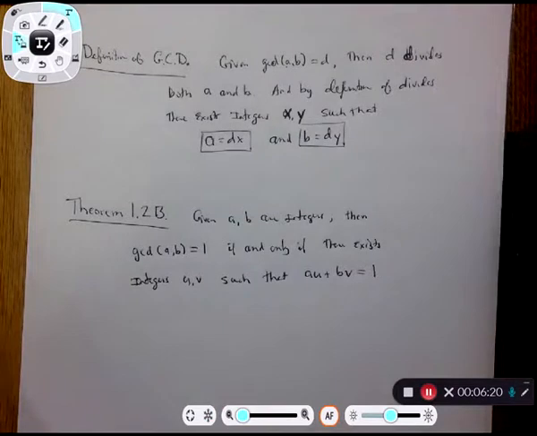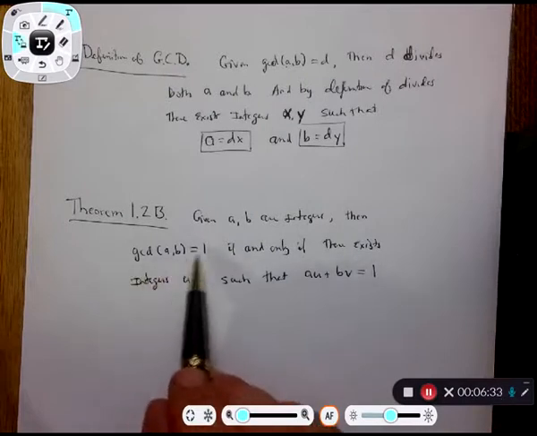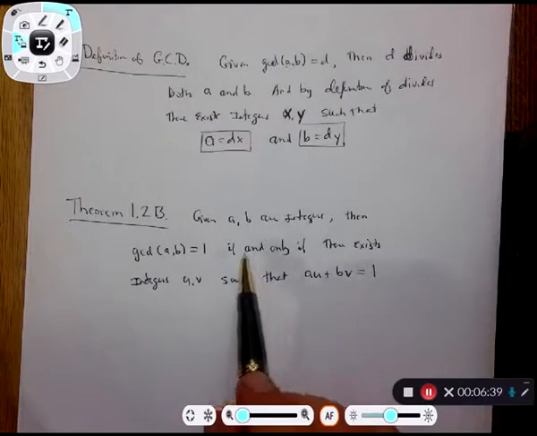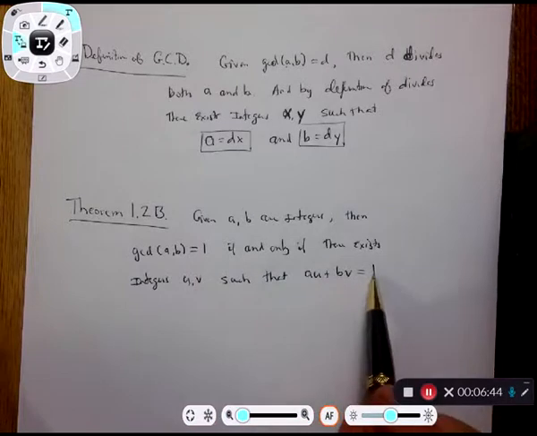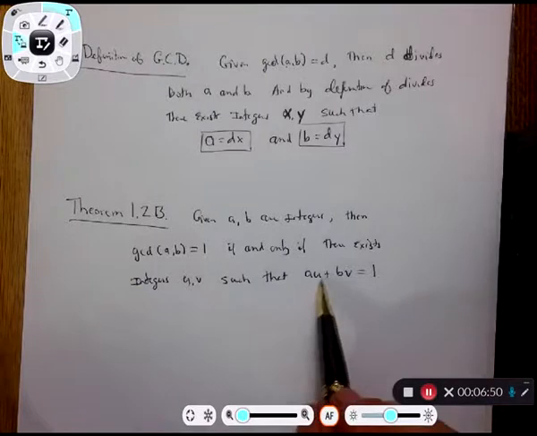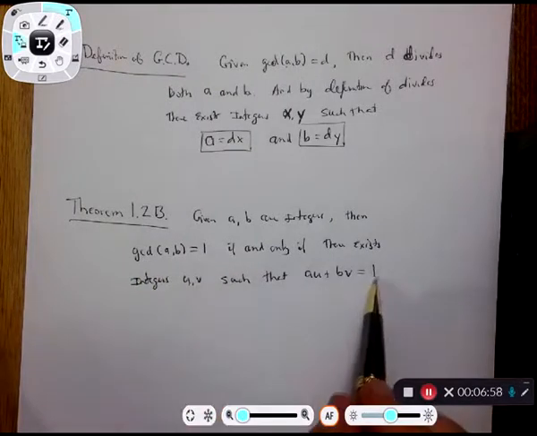Now remember, GCDs are always positive integers, and the smallest positive integer is actually 1. If you have two integers, A and B, that are relatively prime, the GCD of A and B equals 1, and it's the only time your equation can go both ways. That implies there are integers U and V such that AU plus BV equals 1. But you can also go the other direction. If you have an equation where A times U plus B times V equals 1, then you can go back and declare that the GCD of A and B has to equal 1, because 1 is the smallest positive integer.